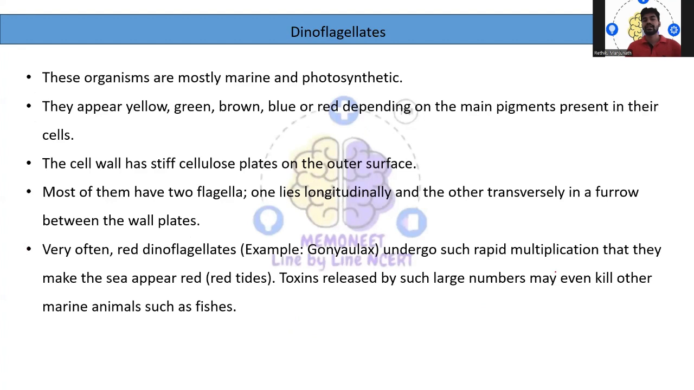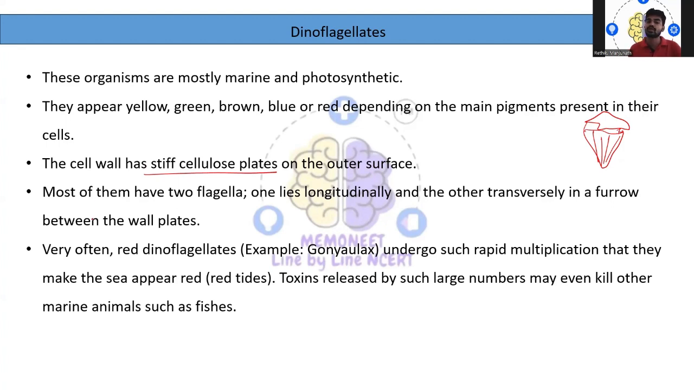Then dinoflagellates. These organisms are mostly marine and photosynthetic in nature. When you're talking about dinoflagellates, they appear yellow, green, brown, blue, as well as red, depending upon the pigments present in the cell. The cell wall has a stiff cellulose plate on the outer surface, which is again very hard.